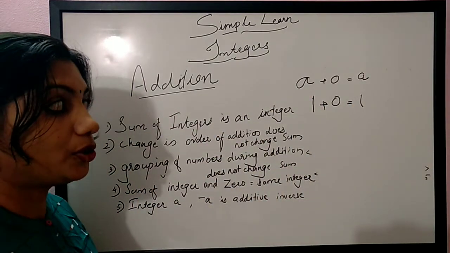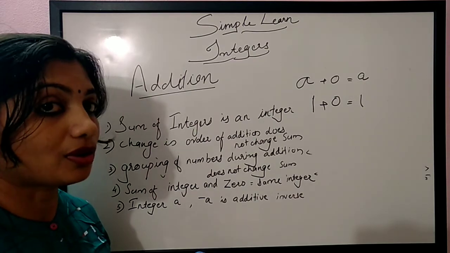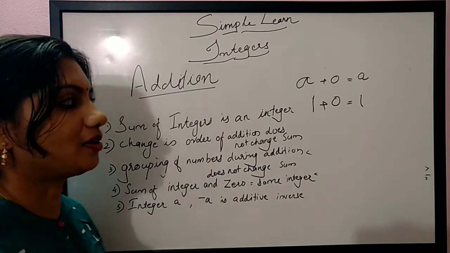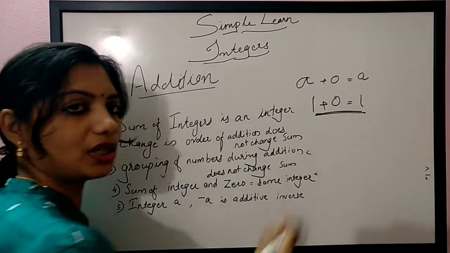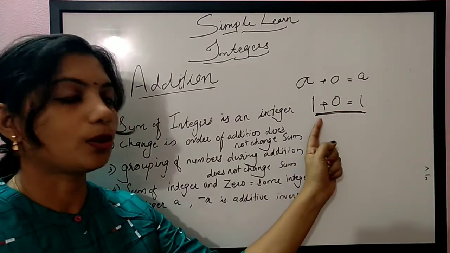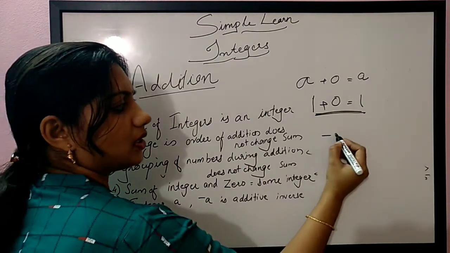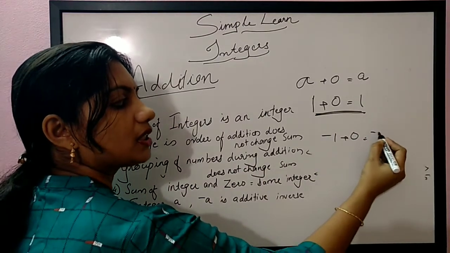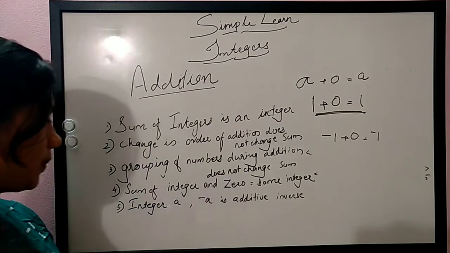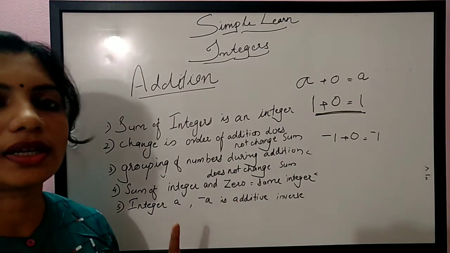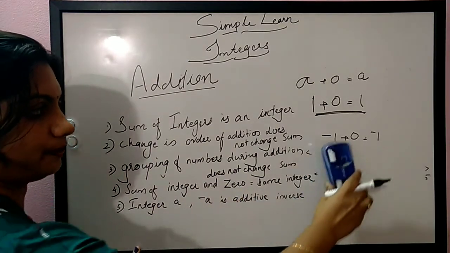Some people make a mistake. 1 plus 0 is equal to 0. They think, okay, it's a multiplication. Remember, 1 plus 0 is equal to 1. When you add 0 to a number, it's going to be the same number. Same as negative 1 plus 0. It's going to be negative 1. Okay. So that's what sum of integer and 0 is equal to the same integer.